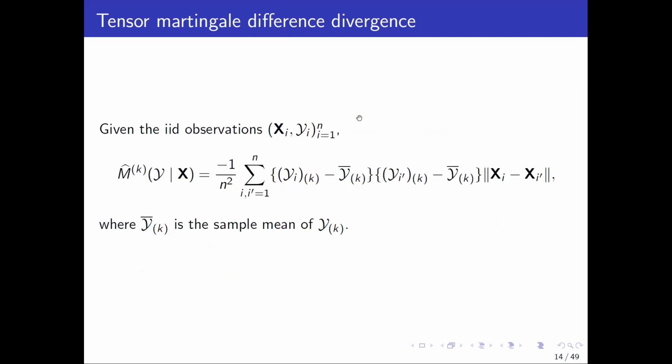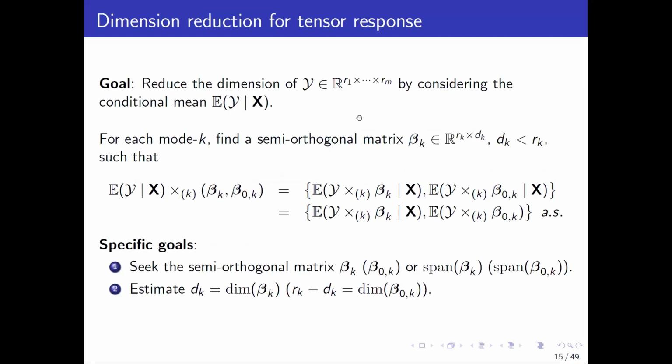And this is a sample version of the mode K TMDD. It's basically a plug-in sample version, and this is how it looks. So now we can utilize this mode K TMDD to reduce the dimension of a tensor response by searching for the semi-orthogonal matrix beta K for each mode. And note that this beta K is constructing the first component, which is mean dependent on X, and this will carry all the regression mean information. Then we still have two specific goals. One is estimating this semi-orthogonal matrix beta K, and one is estimating the dimension of this beta K, which corresponds to the number of columns that construct the beta K.